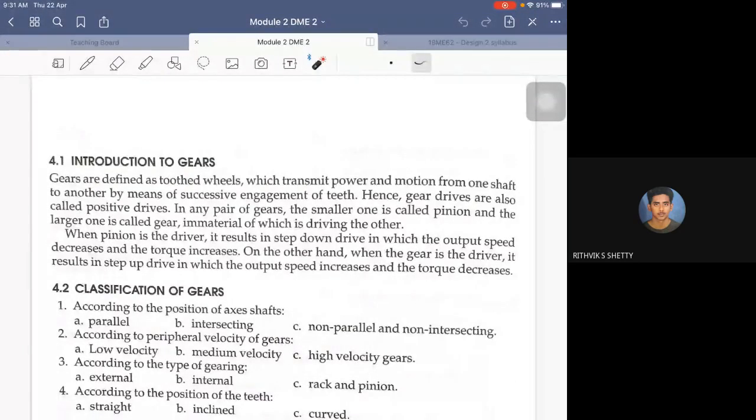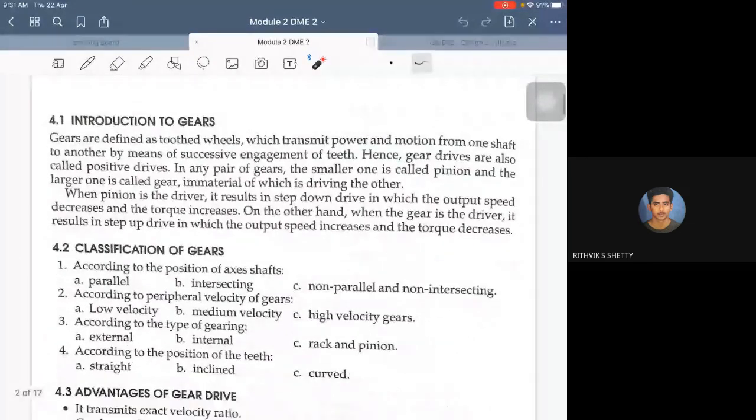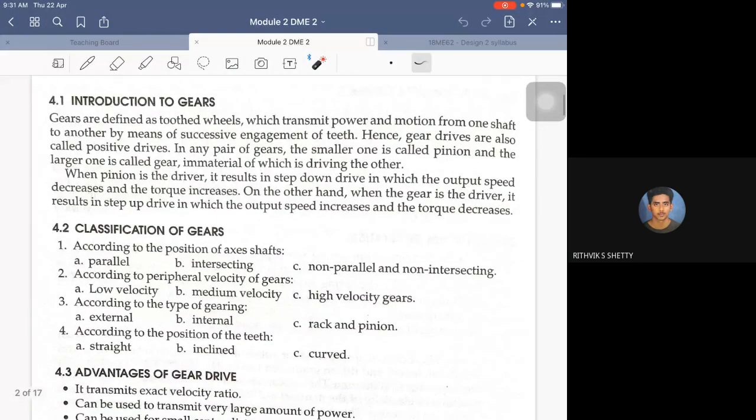So before I start, let me check whether you are able to see the screen. The audio is clear. If at all there are problems, just tell me now. Everything is clear, sir. Good.